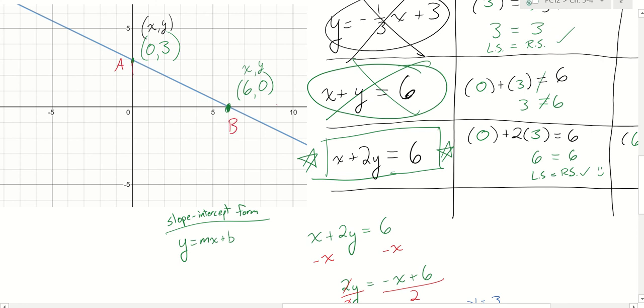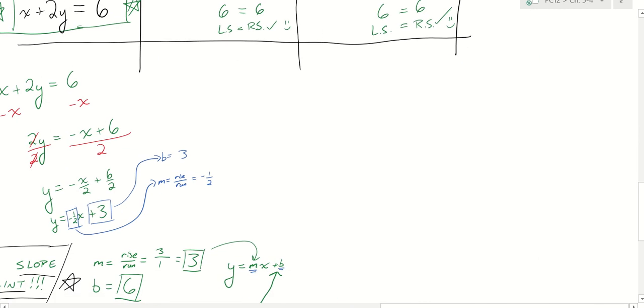How far do we have to go down to get to the same height as point B? Well, that would be a rise of negative 1, 2, 3. Why negative 3? Because we're going down. So if you're going from A to B and you end up having to go in the downward direction, in math we label that with a negative sign. So we're going down by 3. And then how far across do we have to go? Well, 1, 2, 3, 4, 5, 6. 6 units across. So we have a run of 6.